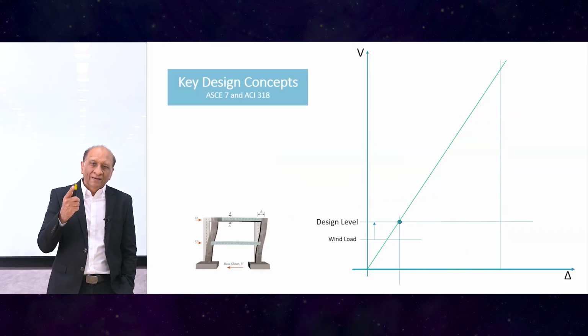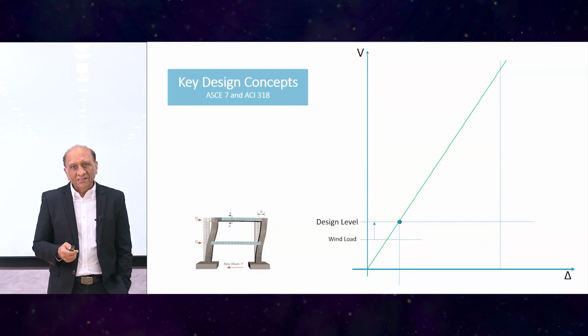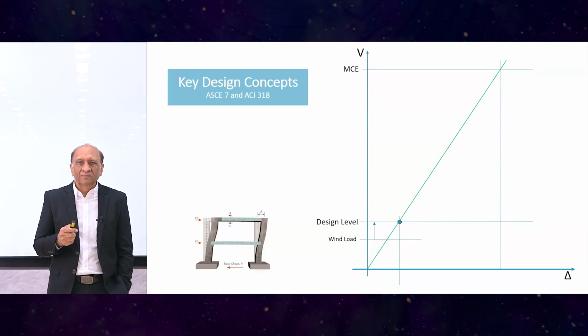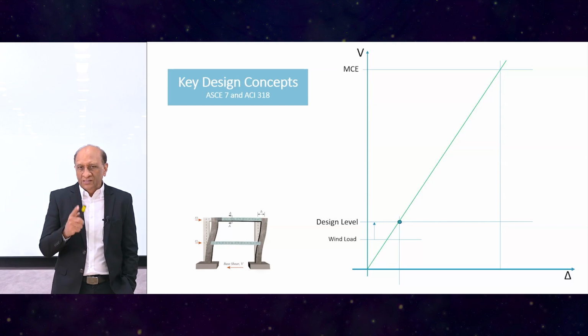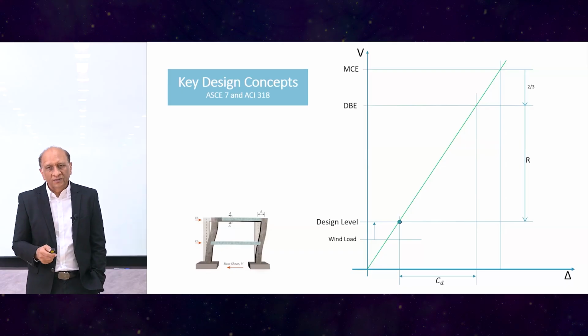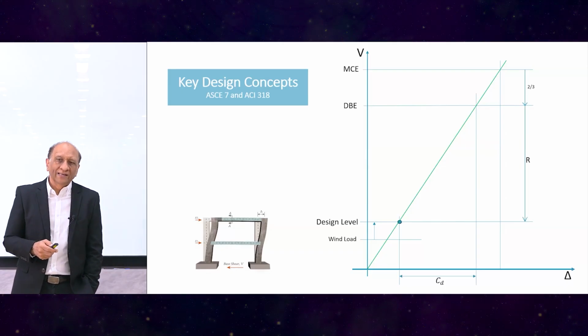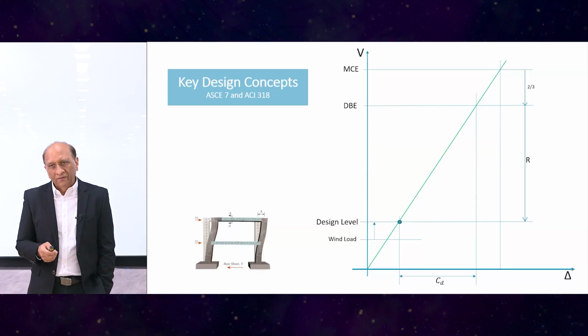Wind loads are elevated to that point by using the load factors, and the seismic load is reduced from the MCE, the maximum considered earthquake, down to the DBE, design basis earthquake, which is roughly 2/3, and that is further reduced to the design level by dividing it by R. So that's where we get these reduction factors from the codes to reach a design level.